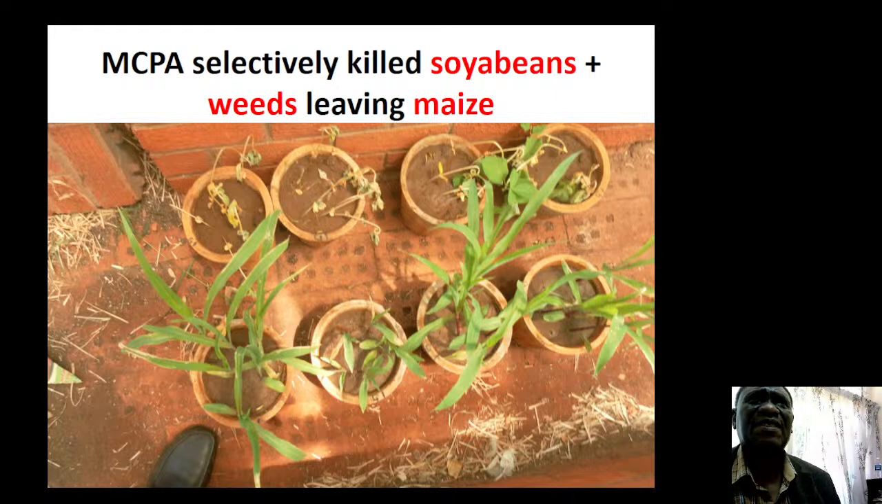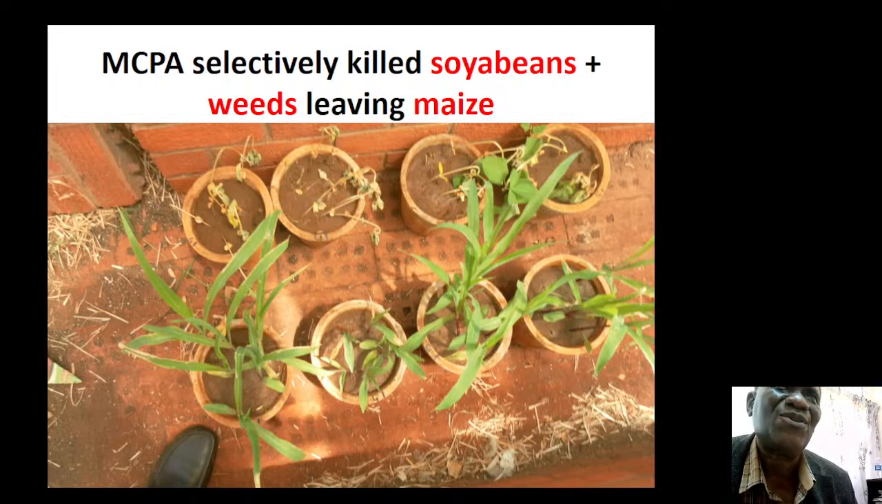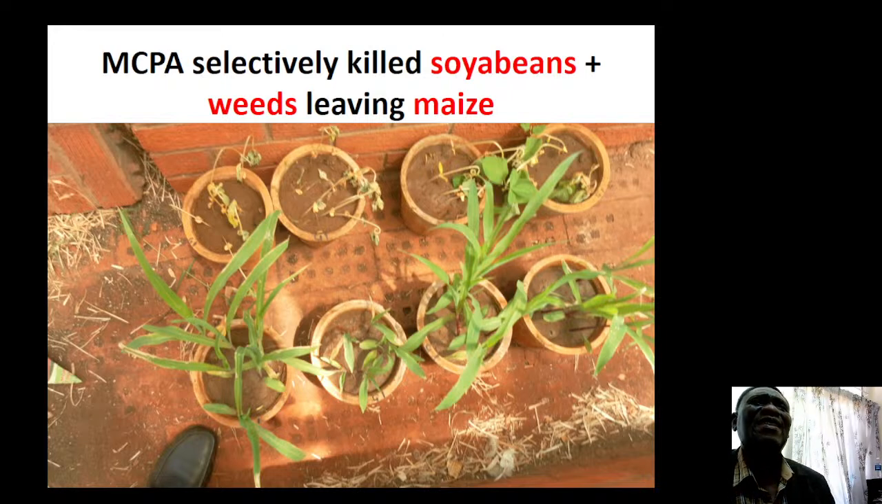Well, on selectivity, we are saying you can apply the herbicide and it can kill other plants while leaving other plants alive. In this case, where MCP was applied, it could kill soybean and other weeds, leaving maize. This is it. So we've actually finished on herbicide selectivity. I'll stop here.